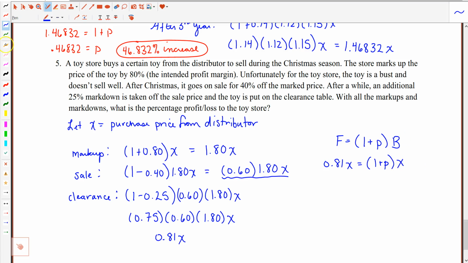Again, I could divide both sides by x. Here's where we see it doesn't really matter what this price was, because we're figuring out how much the percentages changed. So I would get 0.81 is equal to 1 plus P. To solve for P, we subtract 1 from both sides, and when we do that, we get negative 0.19.